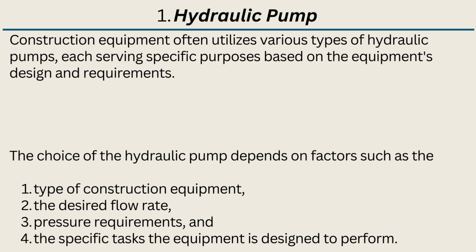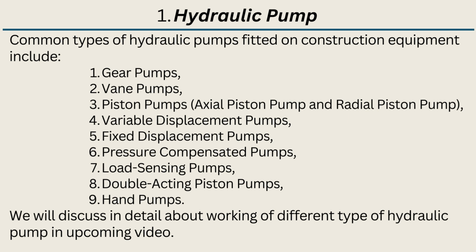The choice of hydraulic pump depends on factors such as the type of construction equipment, the desired flow rate, pressure requirements, and the specific tasks the equipment is designed to perform. Some common types of hydraulic pumps fitted on construction equipment include gear pumps, vane pumps, piston pumps, axial piston pump and radial piston pump, variable displacement pumps, fixed displacement pumps, pressure compensated pumps, load sensing pumps, double-acting piston pumps, hand pumps. We will discuss in detail about working of different types of hydraulic pump in an upcoming video.